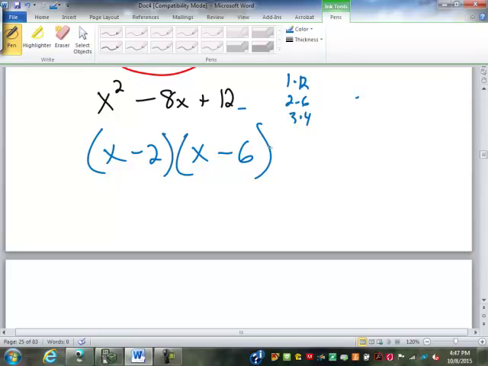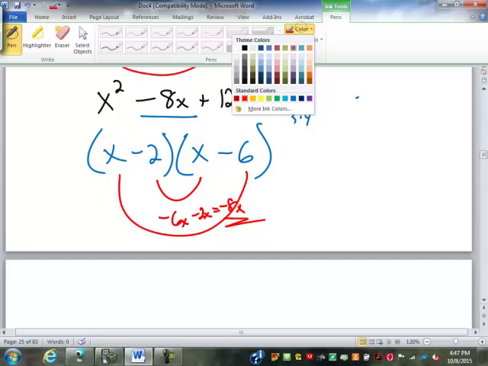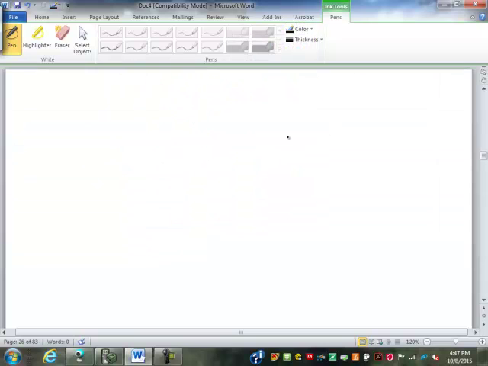Remember, a negative times a negative is still positive. Here, this is a negative 8. So negative 2 times negative 6 is a positive 12. We have negative 6x, negative 2x makes negative 8x. So let's take x squared minus 34x plus 64. Try that one in your notes.